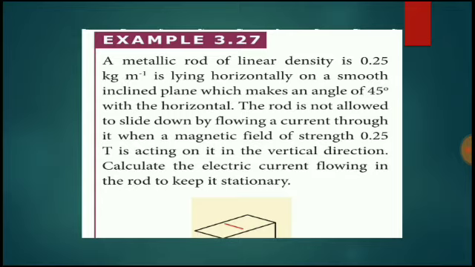From this question there are some hints. One is linear density, which is 0.25, and the angle is 45 degrees. Then the magnetic field strength B is 0.25 Tesla. So these are the data. From this data, we are going to calculate the electric current.